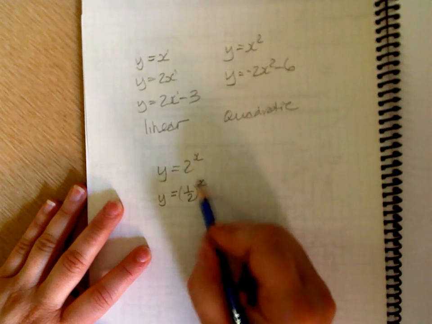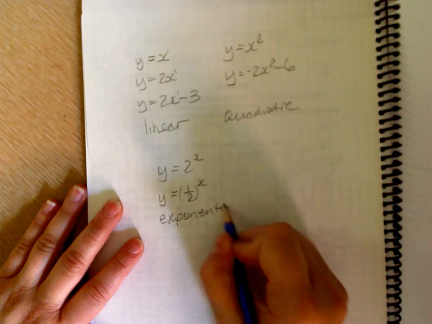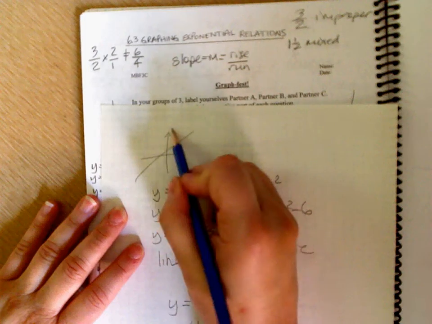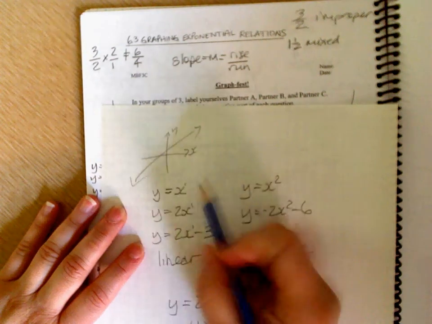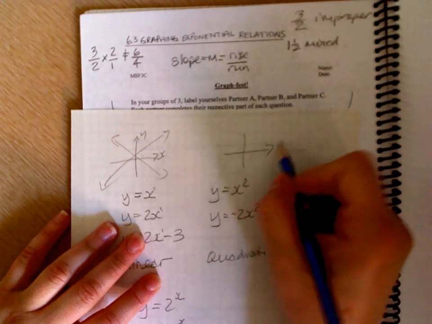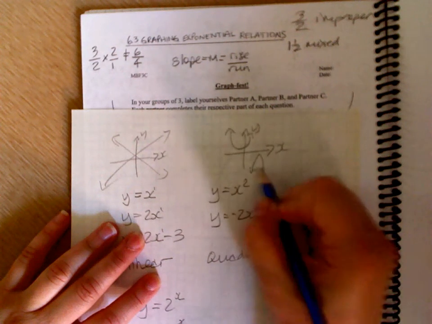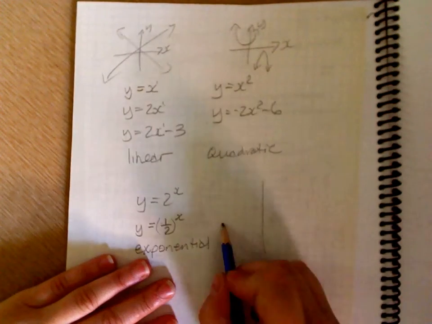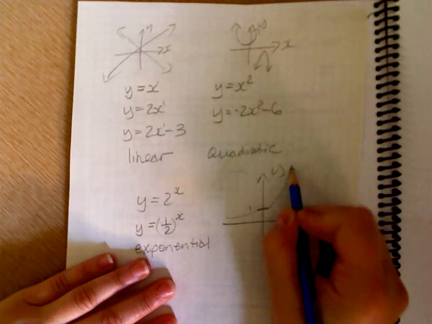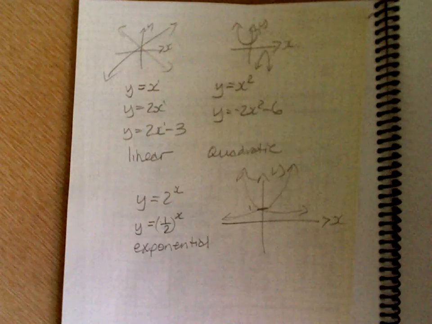If the x was up in the exponent, we knew that it was going to be an exponential function. A line looks like this, of course, some kind of line, a parabola looks like this, or something like that, and an exponential function goes through 1, looking something like this, or like this. That's what we did, right?